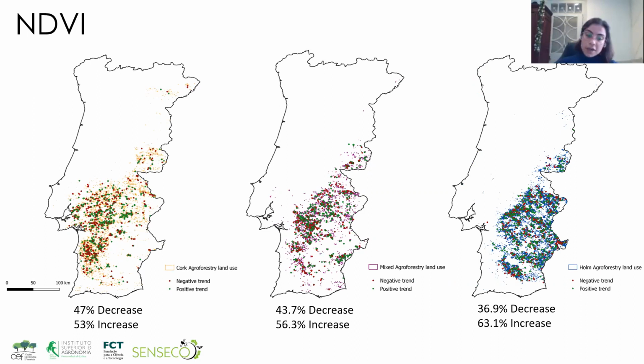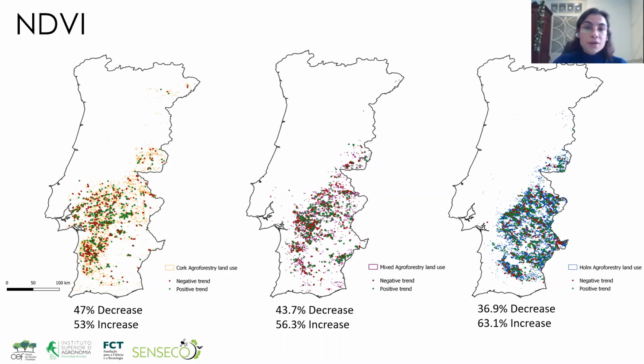Then with those points, we took all of the years, we brought them into R, and then I ran a linear model with NDVI and time. These are preliminary results. And so what we can see here, these are for the agroforestry land uses. And you can see that cork agroforestry is experiencing a higher decrease in the NDVI trends. And you see this gradient between the cork, the mixed, and the holm oak, which is experiencing less of a decrease in their NDVI trends for agroforestry.